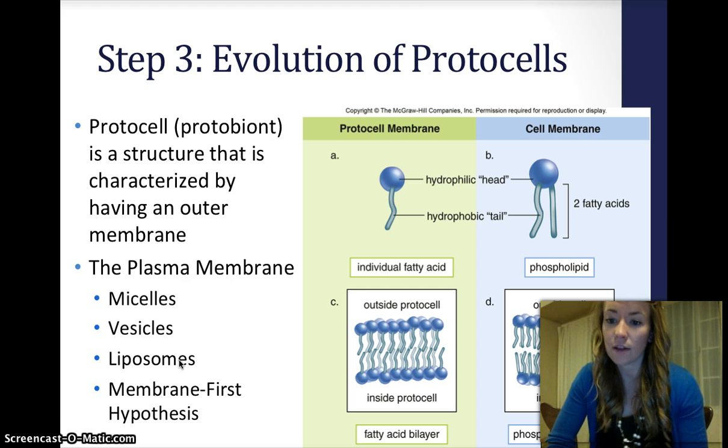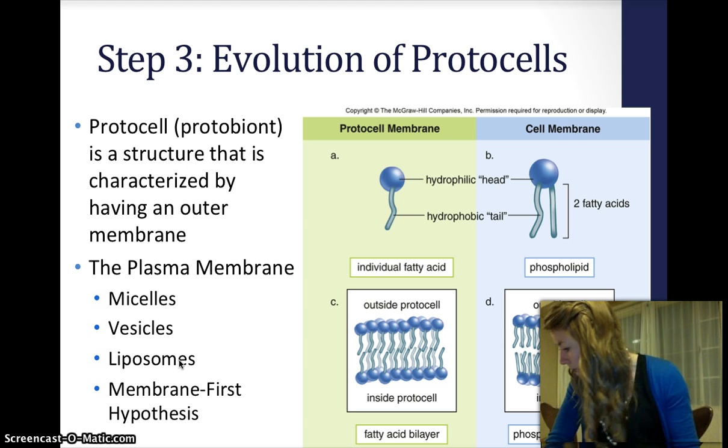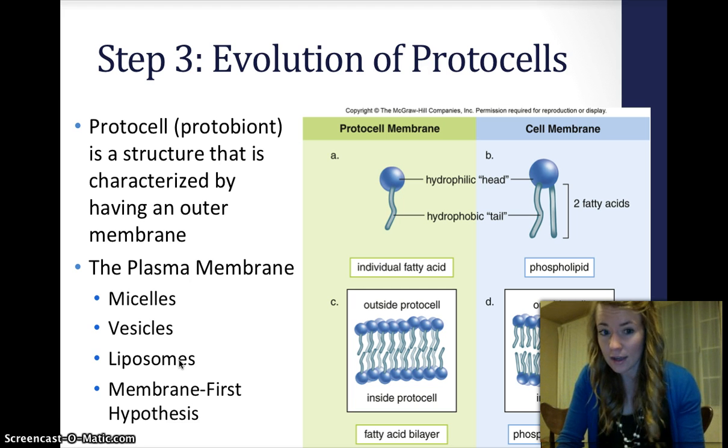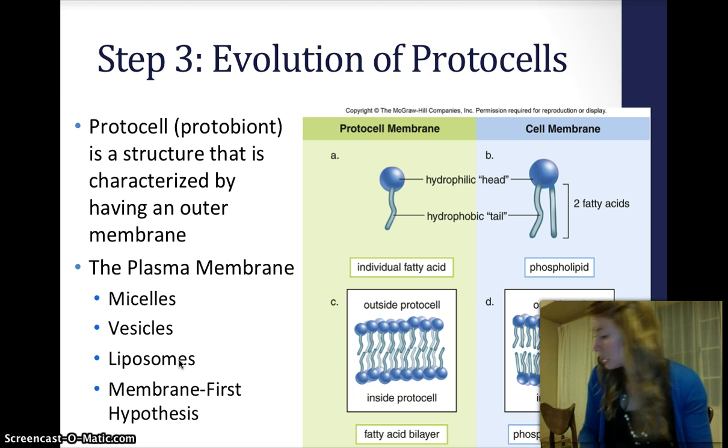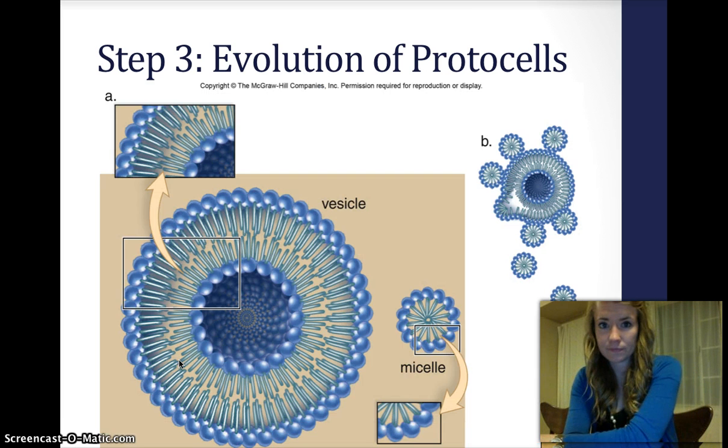So this follows the membrane-first hypothesis, that the first cell had to have a plasma membrane before any of its other parts, because the plasma membrane needs to contain everything else. The enzymes need to be inside of there.